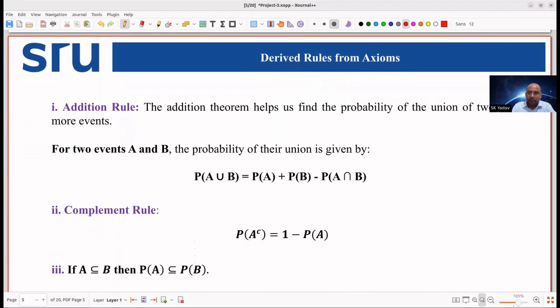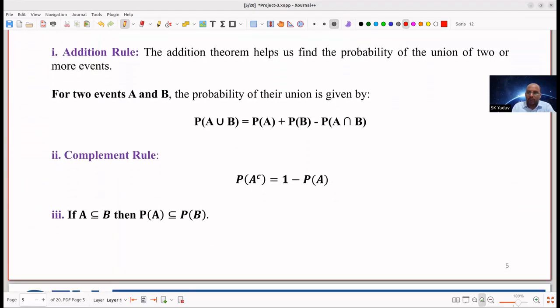Let us see the addition rule. As I said, when events are not mutually exclusive, then the addition rule applies. And what is the rule here? The probability of happening of at least one.